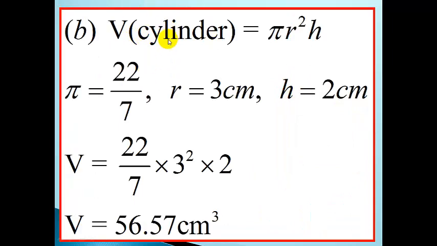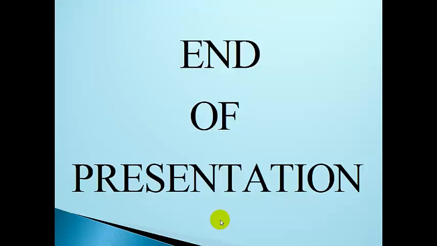Now, volume of the cylinder. The formula for finding the volume of the cylinder is pi r square h. Pi is the constant, 22/7. R is the radius of the base, that is 3 centimeters. And h has been calculated to be 2 centimeters. So the volume will now be 22/7 times 3 square times 2. And the volume is equal to 56.57 centimeters cube. This is the end of our presentation.